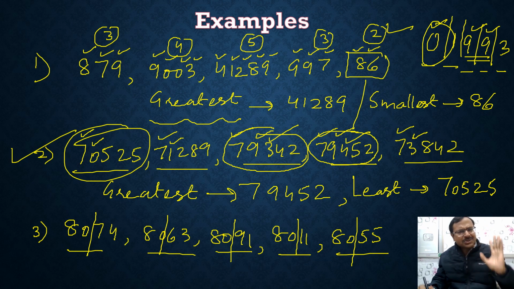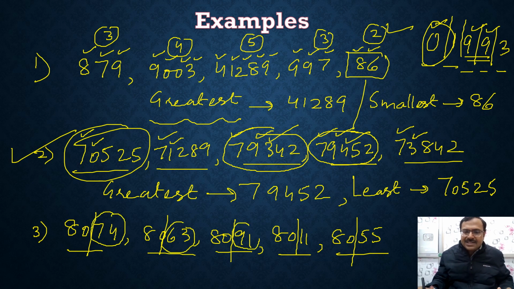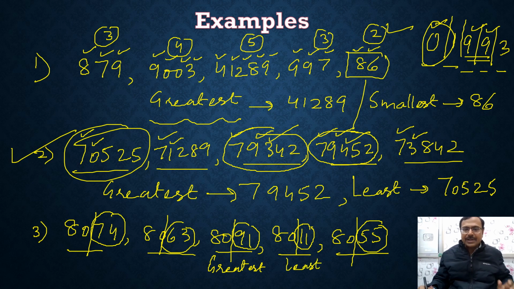and therefore you have to just see the last two digits. Here we have 74. Here we have 63. Here you have 91, which seems to be the greatest, 11 and 55. And now I know that 8091 is the greatest and 8011 is the least. So there are multiple methods, multiple competencies which you need to develop, right? So these are some of the examples based on this important concept.